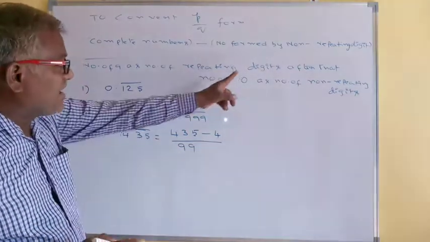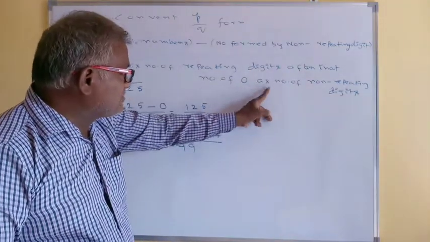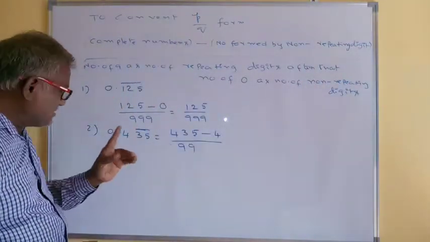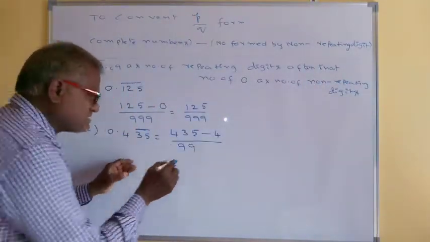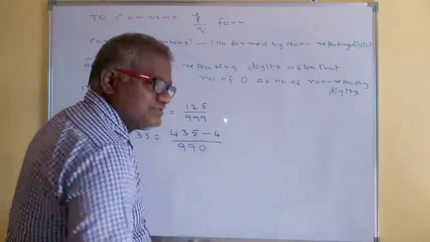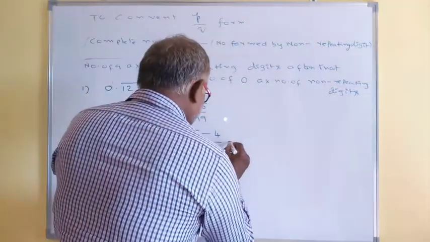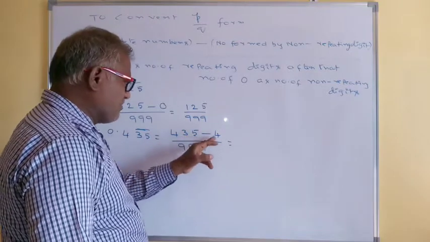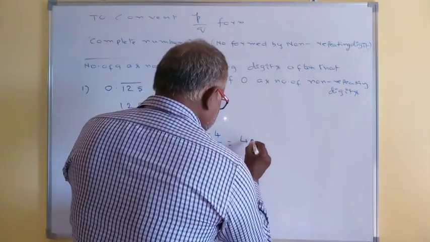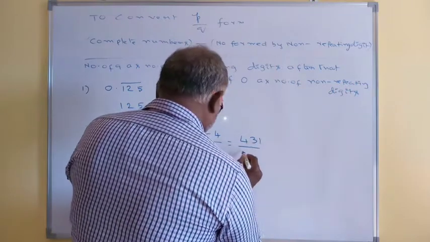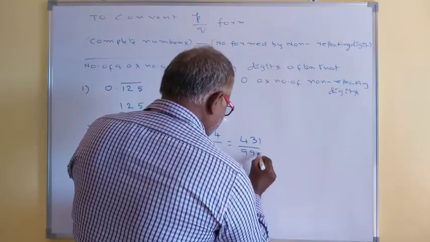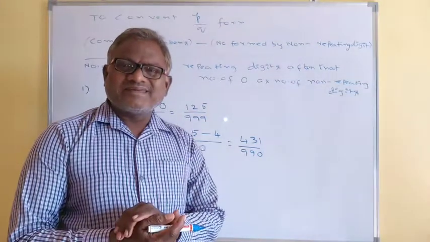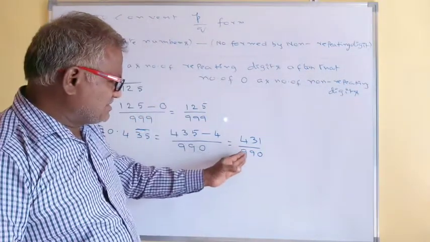And after that, as many 0s as the number of non-repeating digits. Here 1 is a non-repeating digit, that's why only 1 zero is required. That means clearly, 435 minus 4 gives us 431, by 990. So this is the way to do.